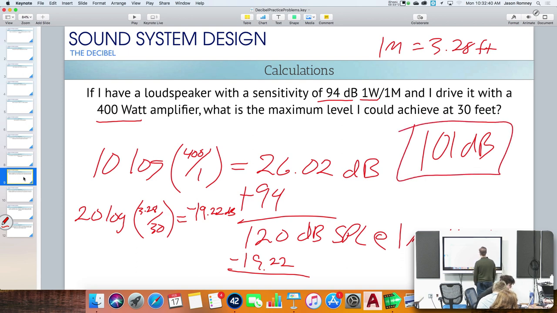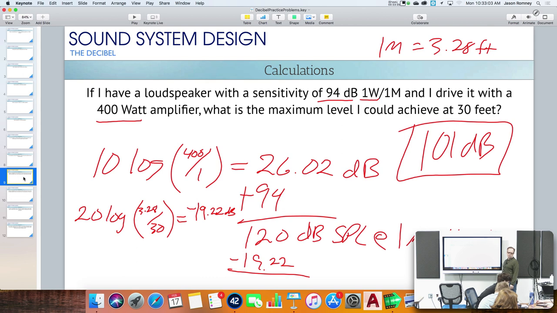So the best you could do with this scenario is 101 dB at 30 feet away. Is that going to be enough? Maybe. I would hope so. That's a lot. I would hope that's enough. If it's not, you've got a pretty loud show on your hands. But this is a totally reasonable setup.